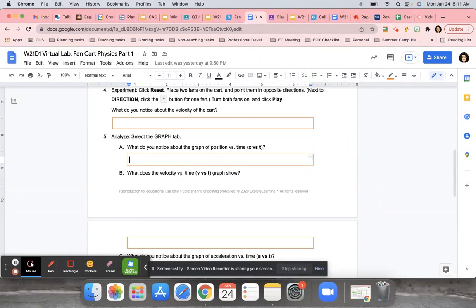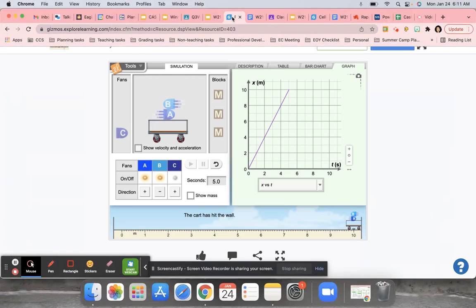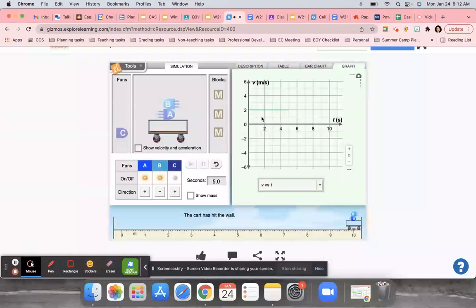Okay, and then what does the velocity versus time graph show? So for the velocity, as you can see, velocity remained at 2. So meaning, did it change? Did it decrease or increase? Or did it remain the same?